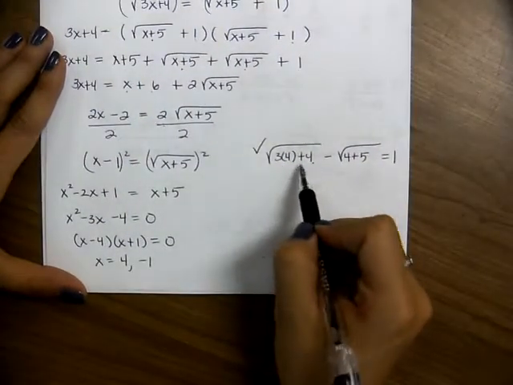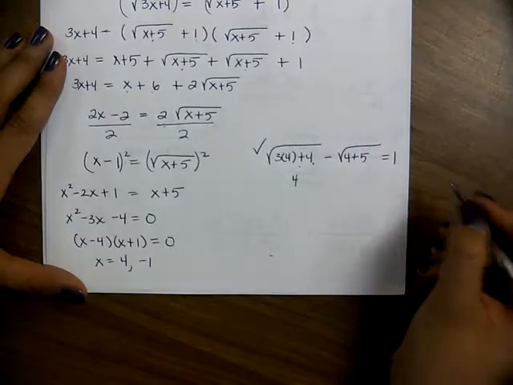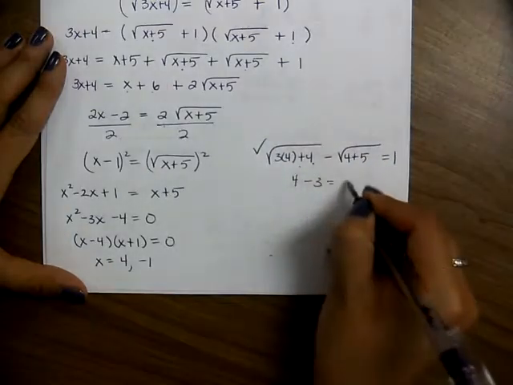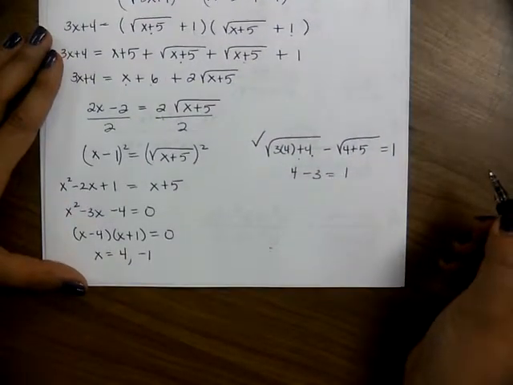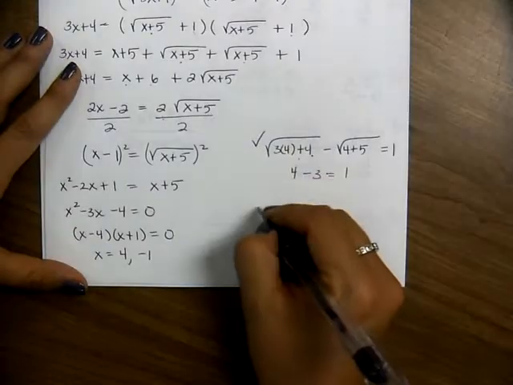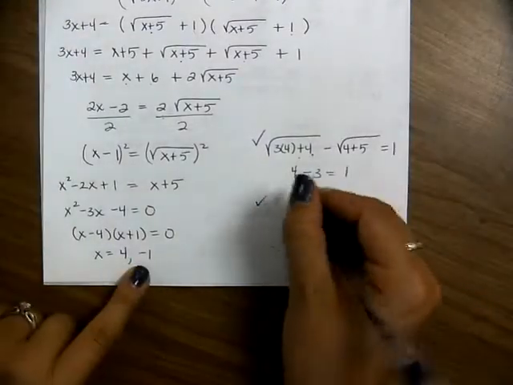This gives me 12 plus 4 is 16. Square root of 16 is 4. Square root of 9 is 3. This is a good solution. Okay, so 1 equals 1. Now we'll check the second.